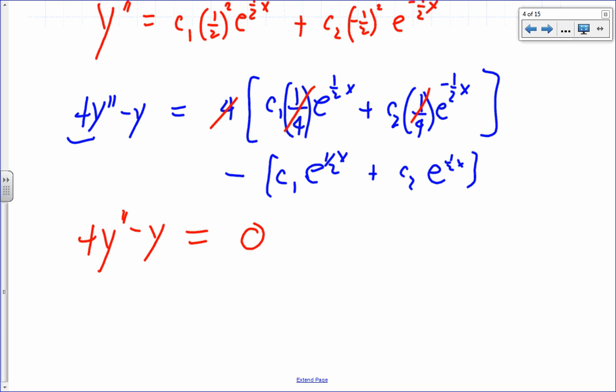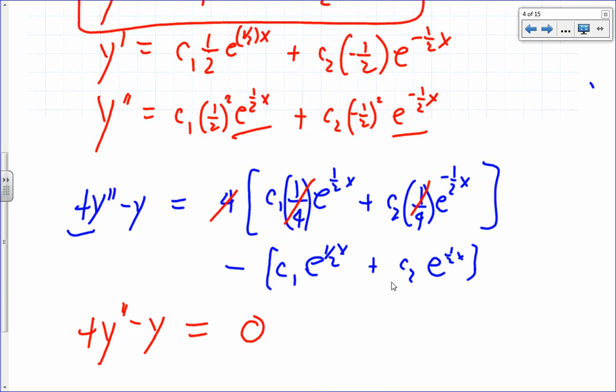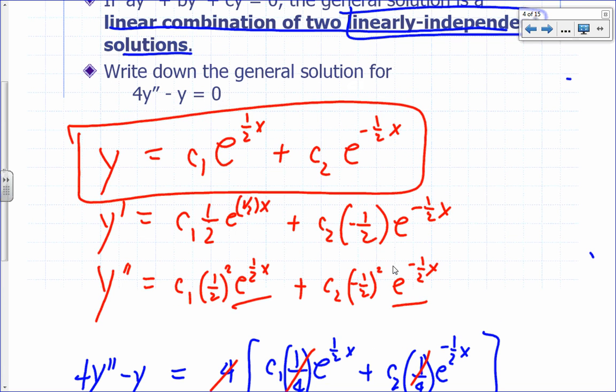Okay? Each one of these solutions, you plug it in, it will satisfy this differential equation. The linear combination of the two also satisfies the differential equation. So this is what you would call your general solution. Okay? The general solution is a linear combination.